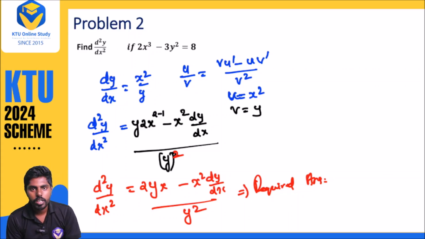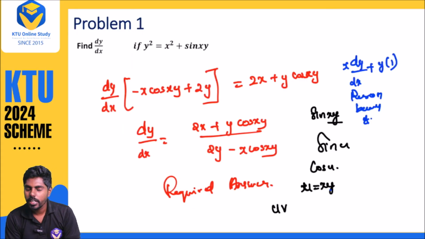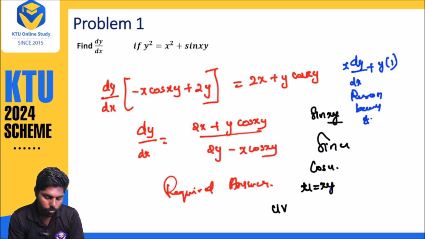If the order is increasing in such a kind of sum, it can be expected as a 3 mark sum. If it is a first order degree, it will be a 1 mark sum.